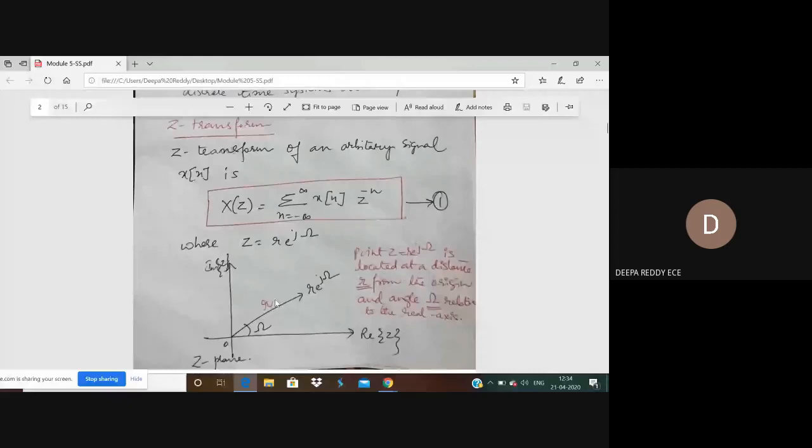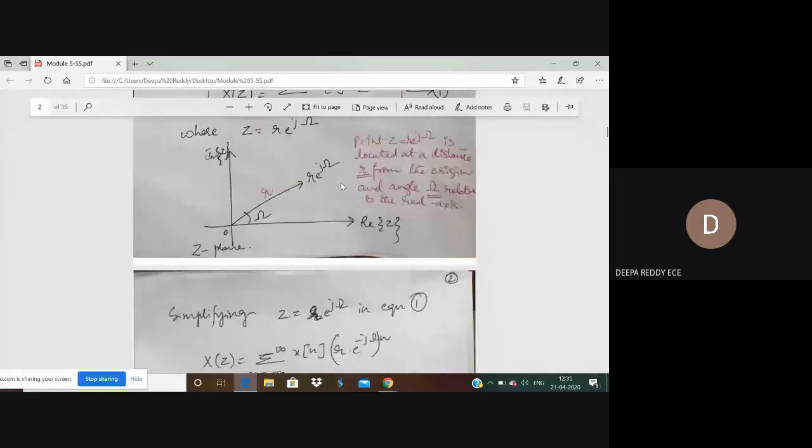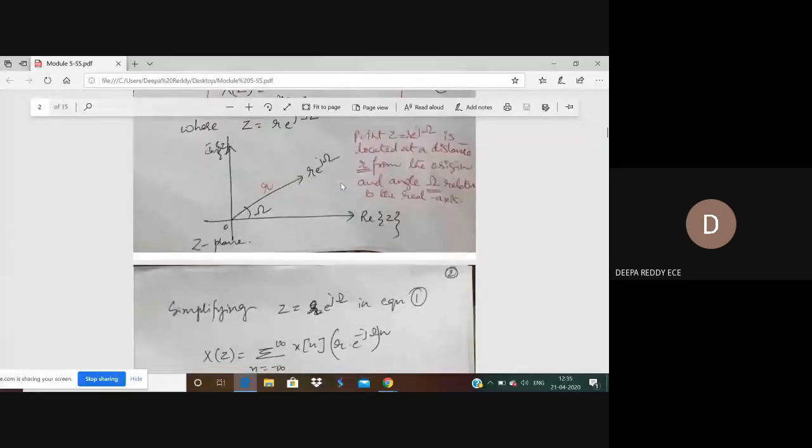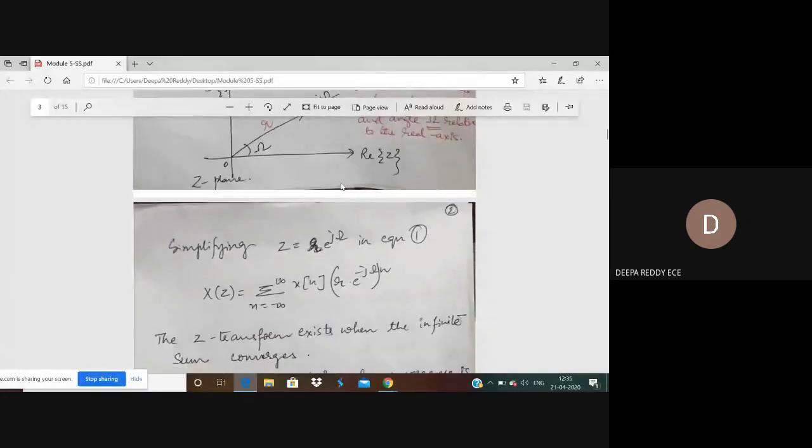So that we will come to it later on. As of now, remember this expression for Z transform. Now, let us go ahead a little more and talk about Z is equal to R e to the power of j omega and substitute it in equation 1. So what do we observe?